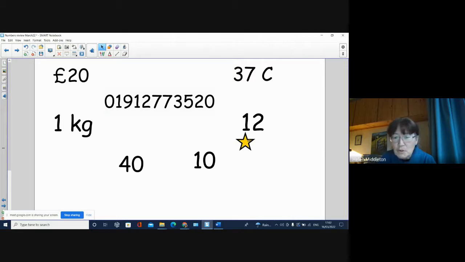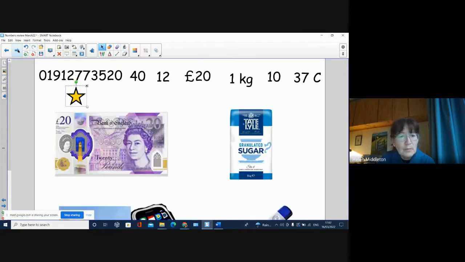Here we've got number 12, number 10, number 40. Oh, and what was that one? 20. Yes, that's right. Now, let's see if we can match these numbers and find out where they go. Here we are. Here are the pictures we were looking at.